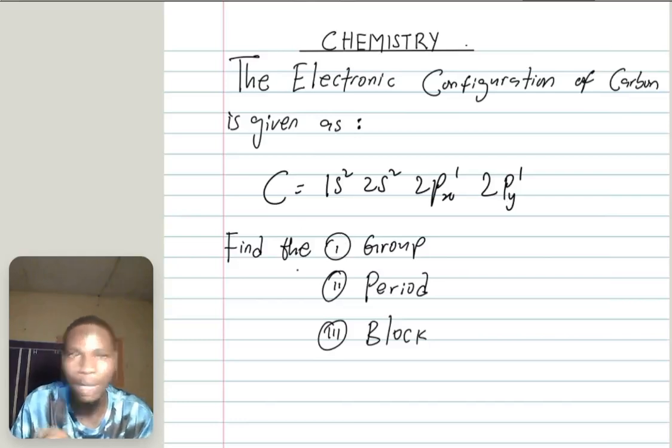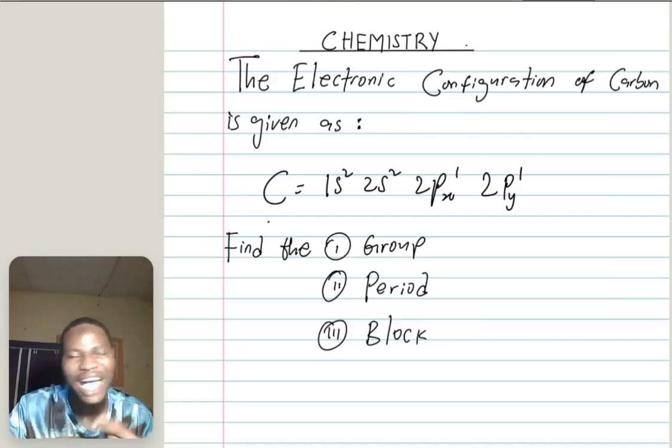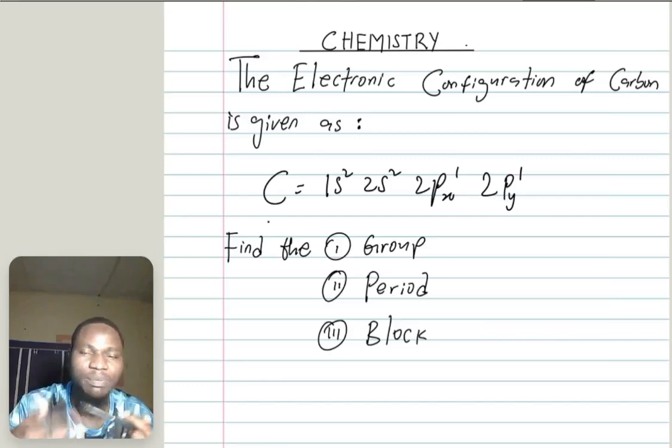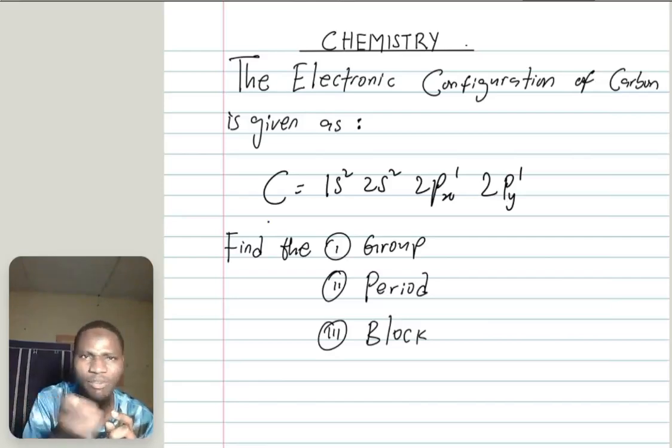Let's find the group carbon belongs to. Pay attention. Remember that the group an element belongs to corresponds to the valence electrons. If an element has one valence electron in its outermost shell, we say that element belongs to group 1. If it belongs to group 2, it will have 2 valence electrons, and so on like that. Now, how do we get the number of valence electrons here?